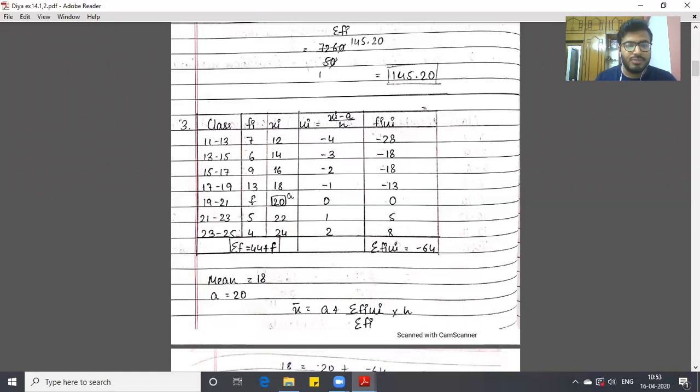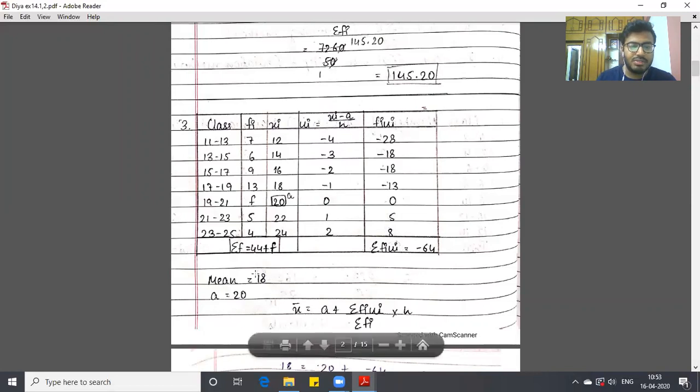Okay, so f के सामने जो 20 वैल्यू है उसको आपको a ले रहे हो. Now then ui you are calculating, a के सामने क्या होगा, 0. Then what, since the class length is same, you can directly substitute it, what, -1, -2, -3, -4 and 1 and 2. Then you have to calculate what, ui into fi. So ui into fi you are doing it and calculating sigma fi ui. The minus you have to do it together, plus you have to do it together. So my sigma fi ui is getting -64.